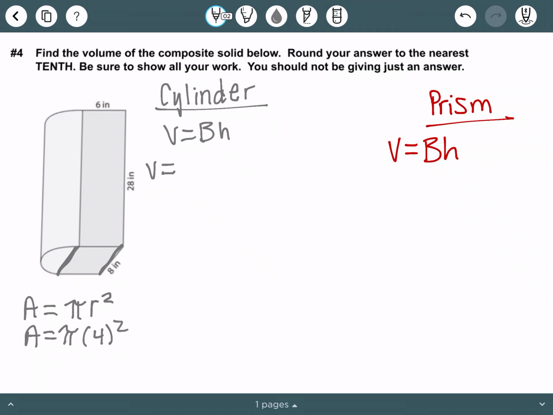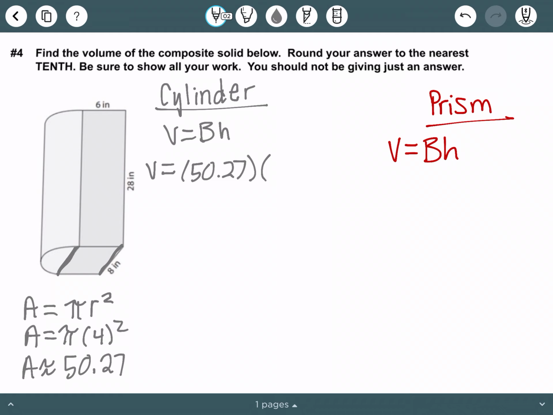Let's put that in our calculator. We'll do pi button times 4 squared, and if you're using a TI-34, it's going to give you 16 pi, so hit that double arrow, and an approximation is going to be about 50 and 27 hundredths for that area of the base. So let's go ahead and plug that in.